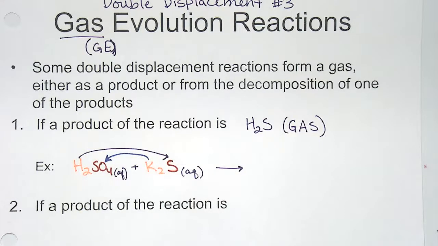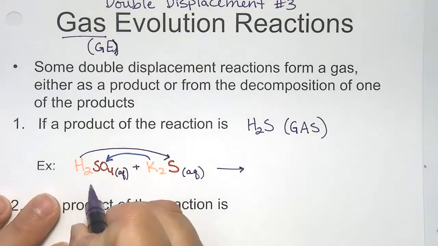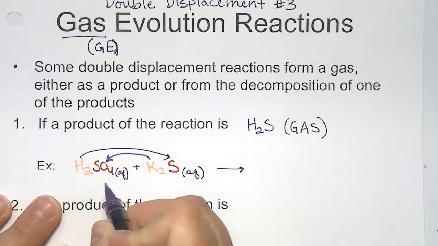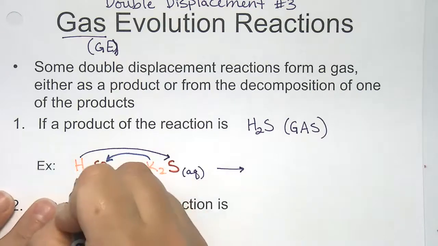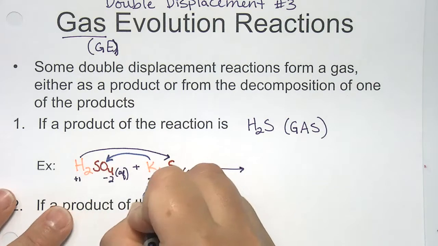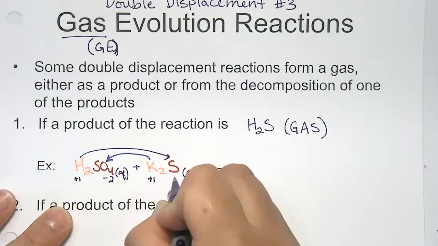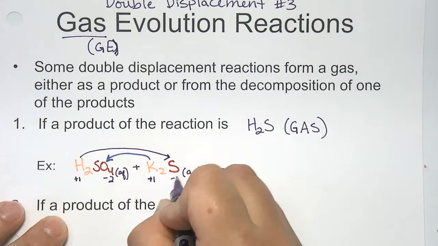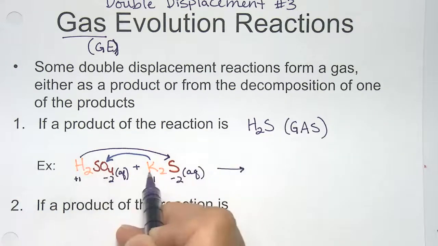So before we do our double displacement, we'll go through and label all of these. What is the charge on H? So we'll start with Paul. What's the charge on H? Okay, sulfate is? Okay, potassium is? Yeah, very good. And sulfide is? Excellent. So now we're going to double displace.